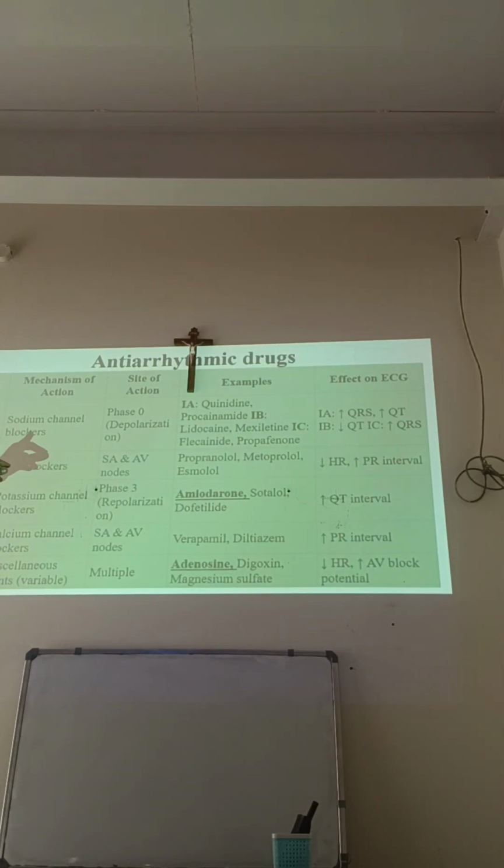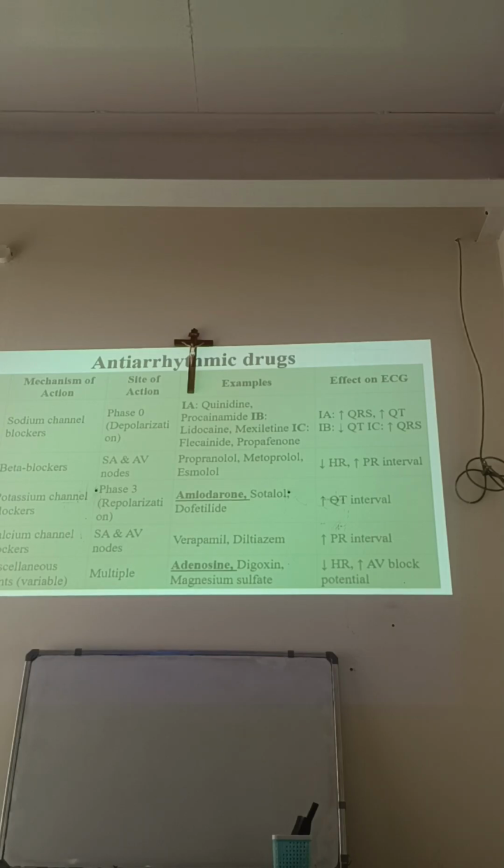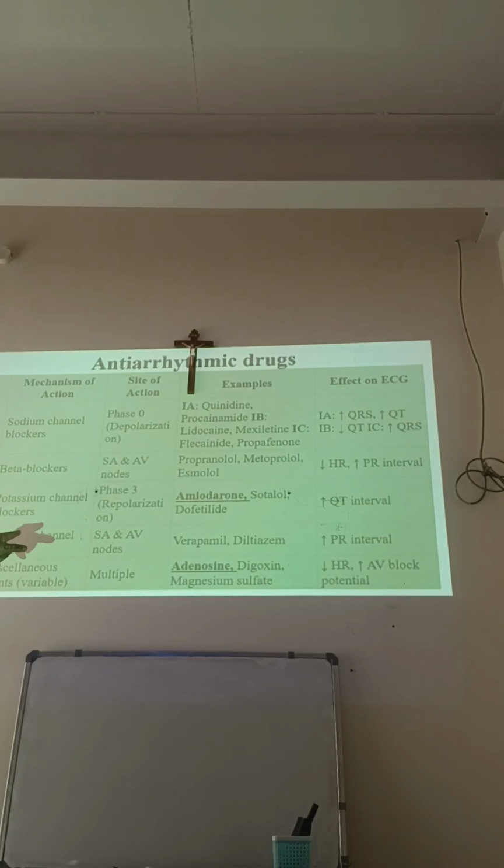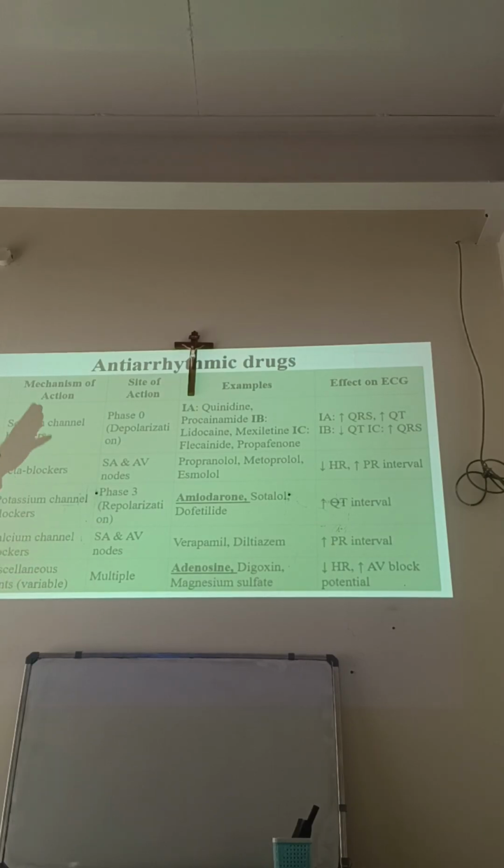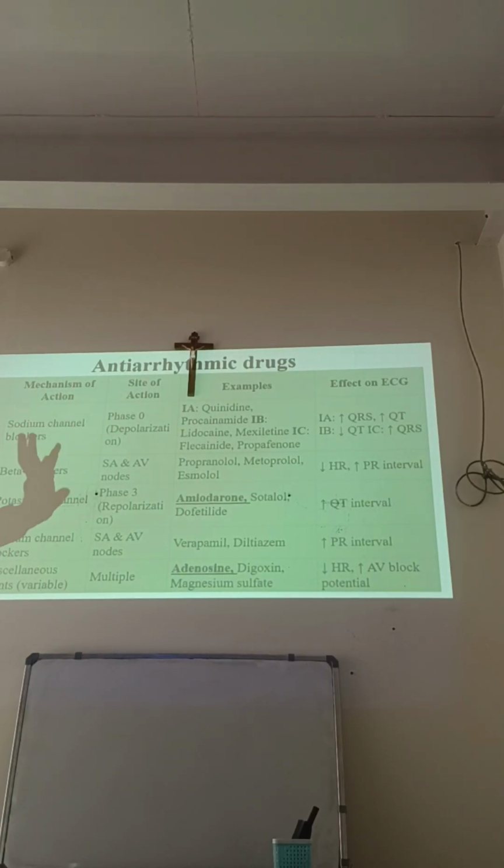Class 1 affects phase 0 depolarization. Class 2 will block the SA and AV node. Class 3 usually acts on the phase 3 depolarization. Class 4 will also block the SA and AV node, same as beta blockers, and this has multiple actions. For example, class 1 has class 1A, 1B, 1C. The mechanism of action is different, even though all block sodium channels.